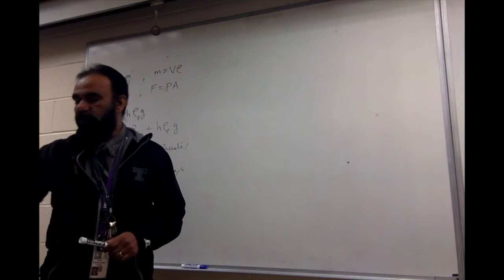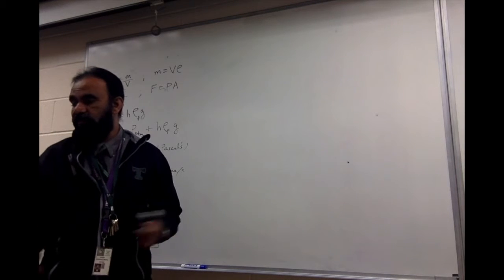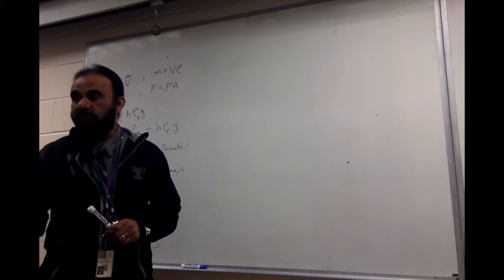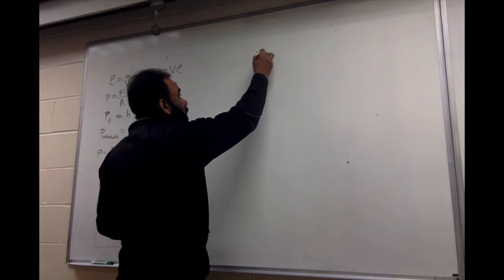So that is one kind of barometer. This is aneroid barometer, which is analog type. There's another one which is using mercury. So mercury barometer.